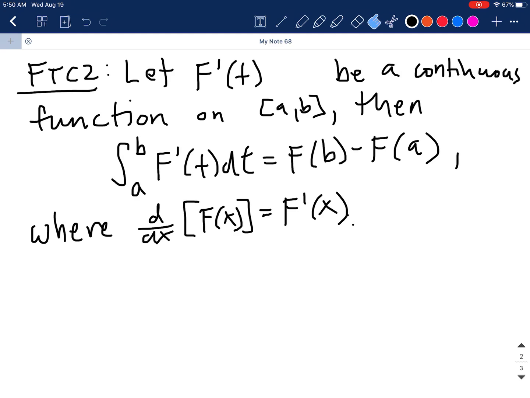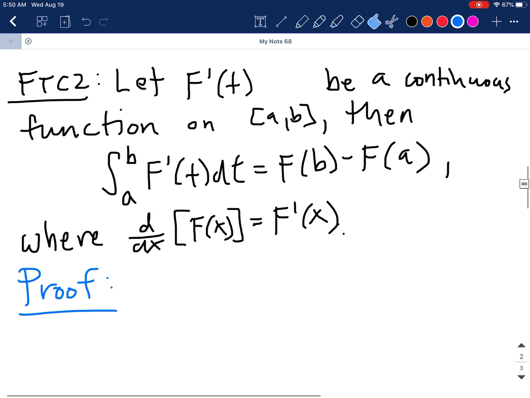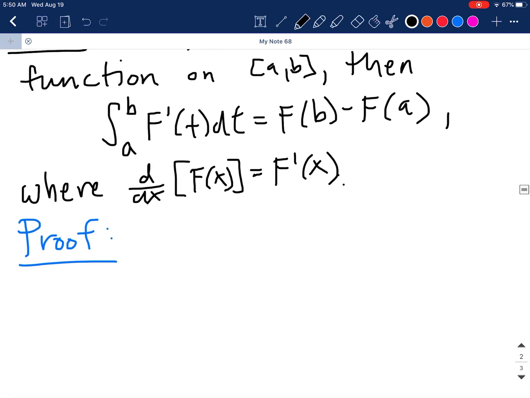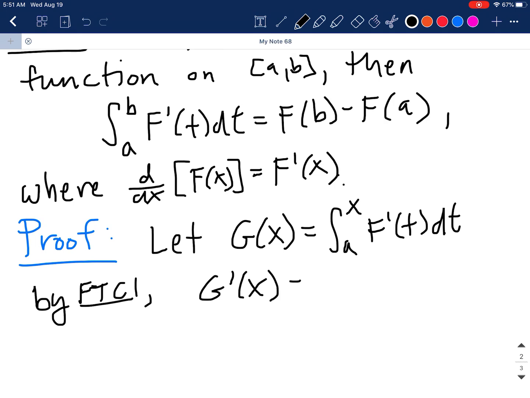Okay, so let's go ahead and get started on this one. So we'll get our proof here. And we're going to start right off by using that first fundamental theorem that we proved last time. So we're going to define a function g of x equal to the integral from a to x of F prime of t dt. And we know that by our first fundamental theorem of calculus, g prime of x is equal to F prime of x.